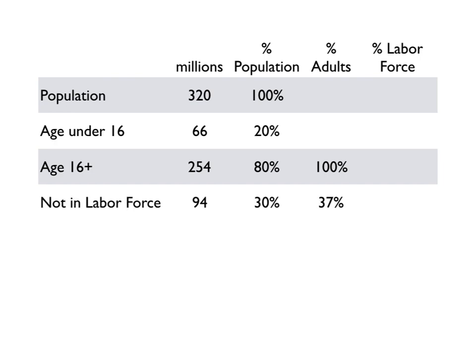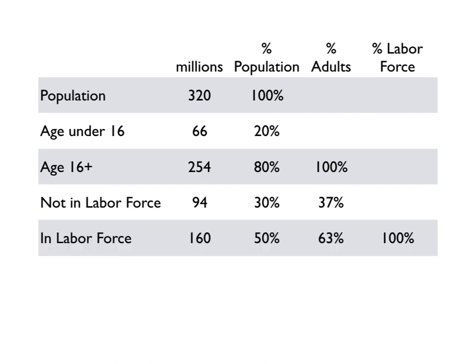Now, the not in labor force category, a little over 94 million, are not in the labor force. That'd be about 37% of the adults. Once again, you right now as a full-time student would be in that category. You're not in the labor force, even though you might have a job. Okay, if we take 254 million, the number of adults, and take away the 94 million not in the labor force, we'd end up with about 160 million that are in the labor force.